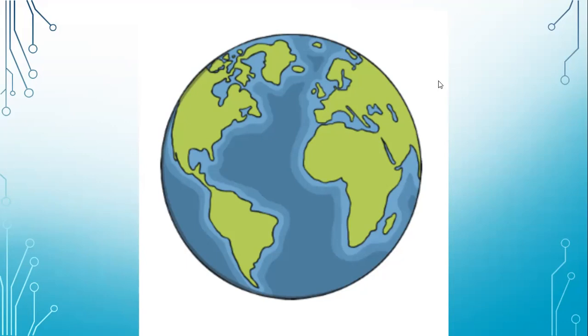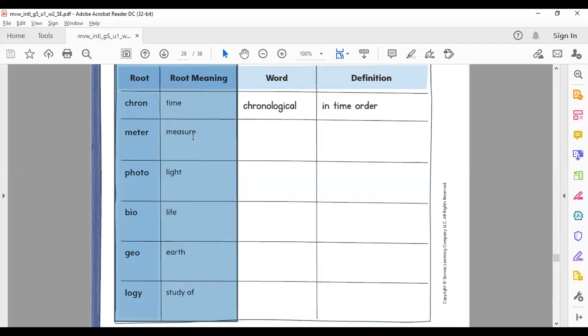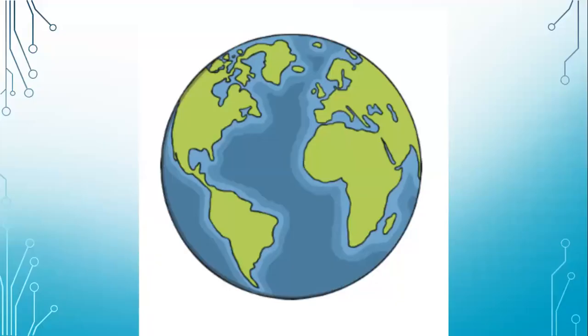Hello, mister. Hello, what can you see here? Let me see. It's water, it's the earth. It's the earth, very good. So there's another thing for the Greek roots. It means earth. What is that? Can you please tell me? Yeah, study of the earth. Yes, what is it? Biology.